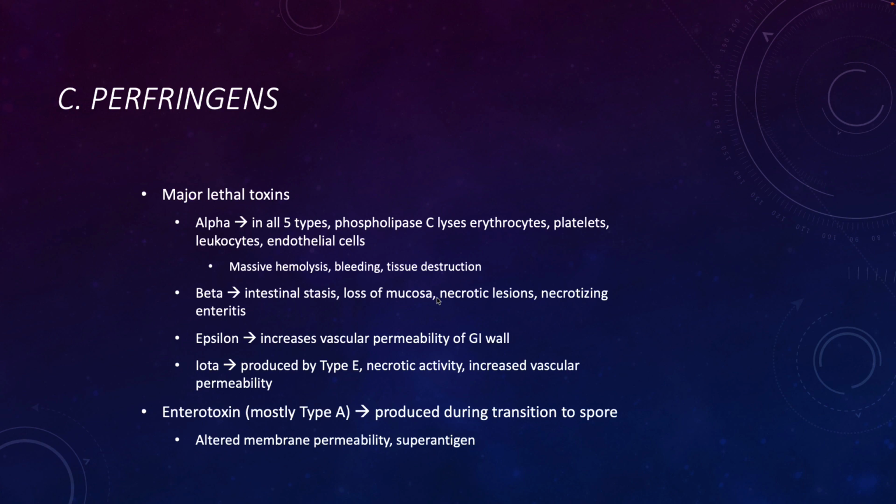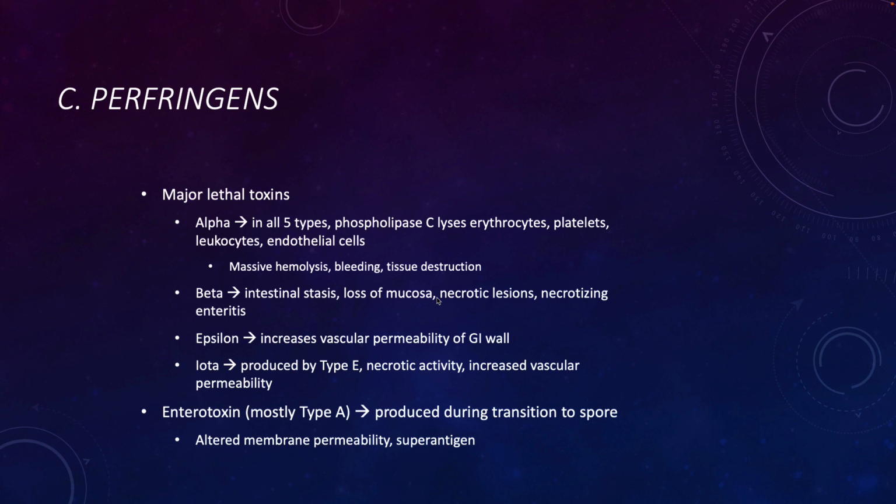Beta is one that causes intestinal stasis. So remember, in the gastrointestinal tract, the muscles are constantly contracting to move food through for digestion. So you have a loss of that, a loss of mucosa, necrotic lesions, and this one can lead to necrotizing enteritis. Epsilon increases vascular permeability of the GI wall, which would lead to diarrhea. Iota is produced only by type E C. perfringens, and it can also cause necrotic activity and increased vascular permeability.